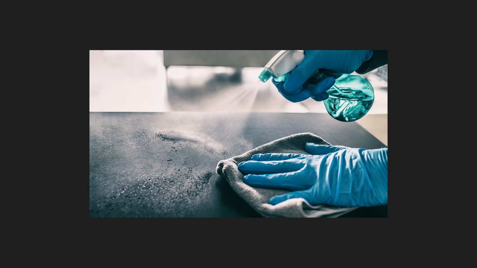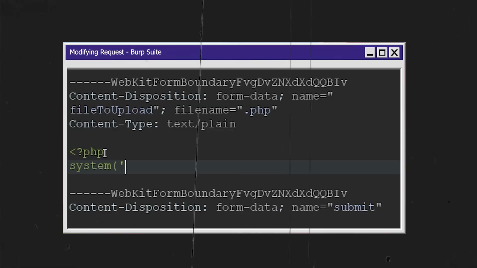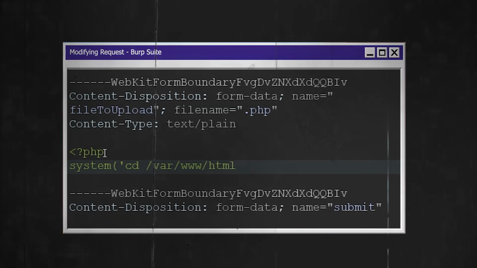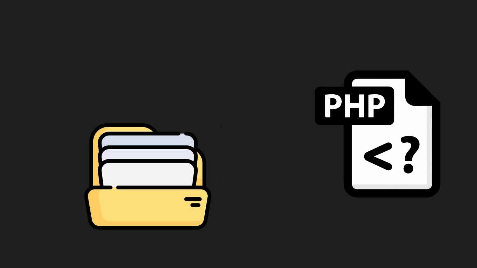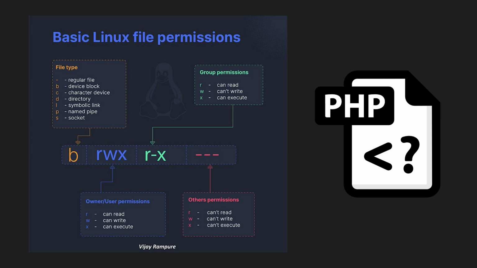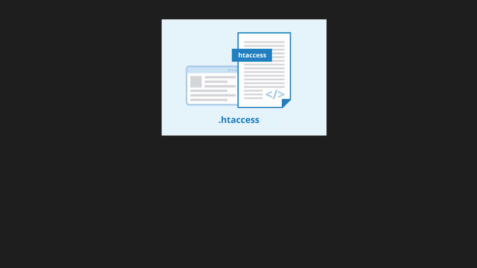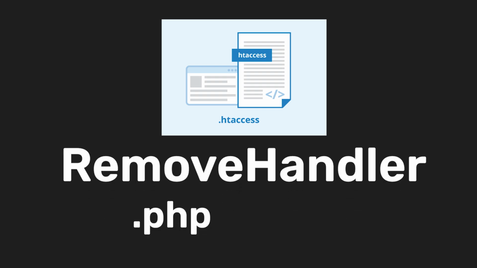Second, always sanitize and restrict user input. In this challenge, the ability to upload arbitrary files led to remote code execution. Uploaded files should be stored outside the web directory, and the server should prevent execution of anything uploaded by setting proper permissions, or using an .htaccess rule. For example, remove handler .php, .html, and so on.